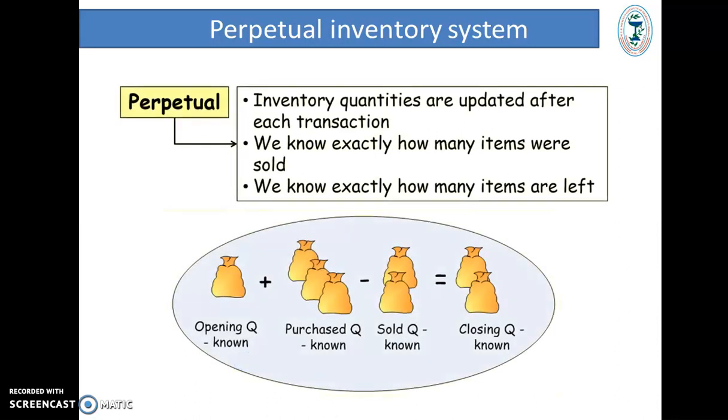Perpetual system. Inventory quantities are updated after every transaction. We know exactly how many items were sold. We know exactly how many items are left. In this method, we are recording everything, that is how much material we have received, how much material we have issued and how much is the closing stock, or how much material is remaining with us. It is simply recording of everything in the books.